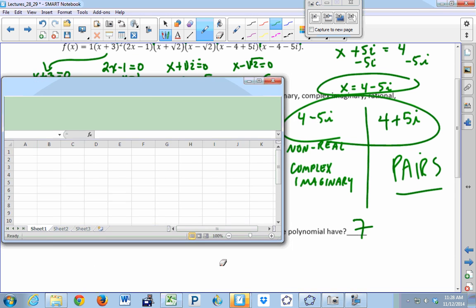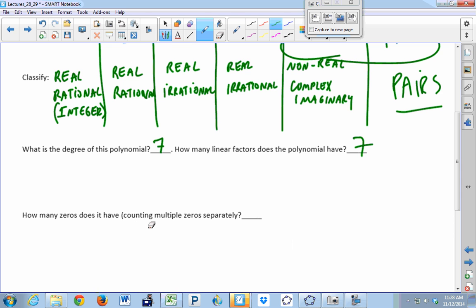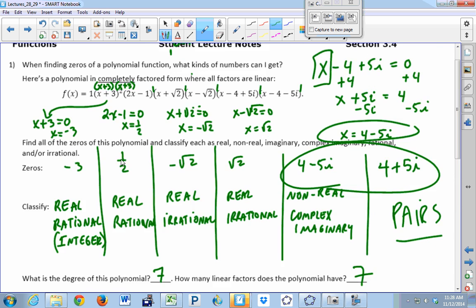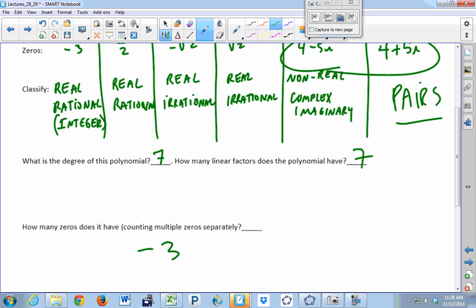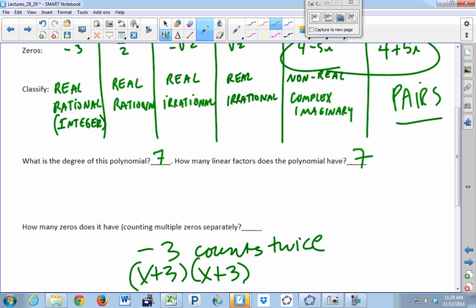7, because you count any zero that's repeated, like when you square it or cube it, twice. You count it as many times as its multiplicity. So you have the -3, you count it twice, because it's x plus 3, and it appears again, x plus 3. And then all your other zeros were only appearing once. You had 5 other zeros, so you have 7 zeros.